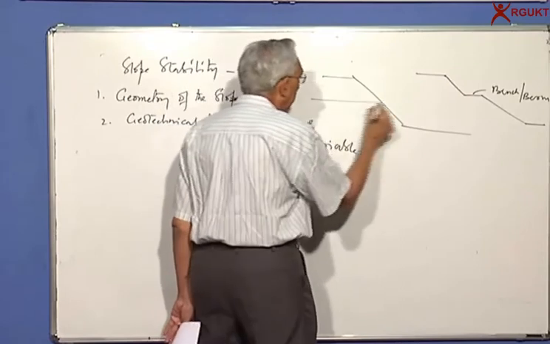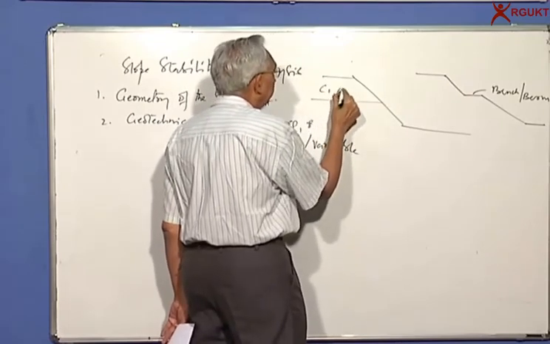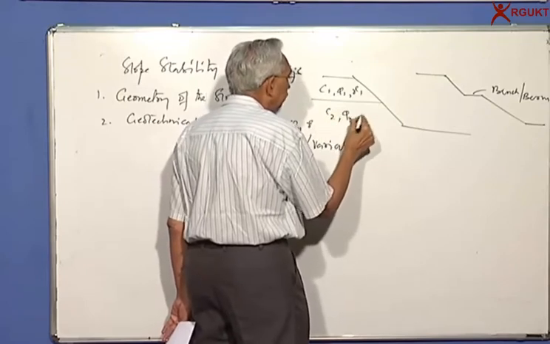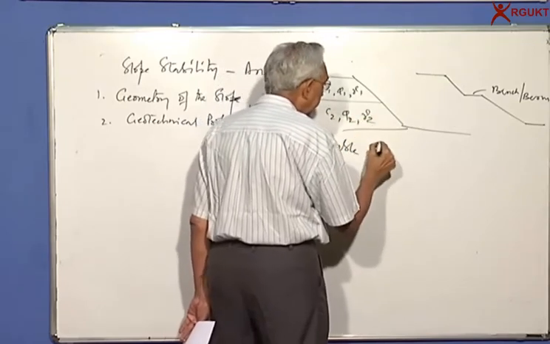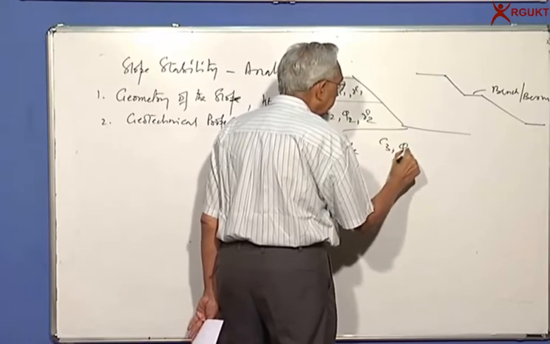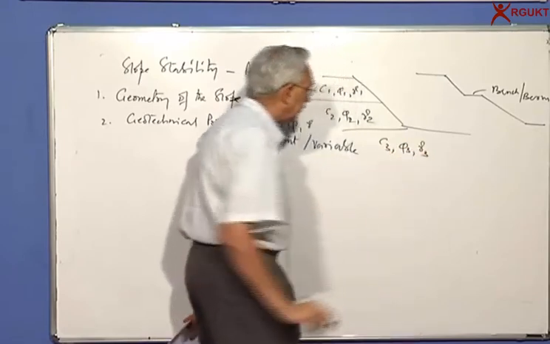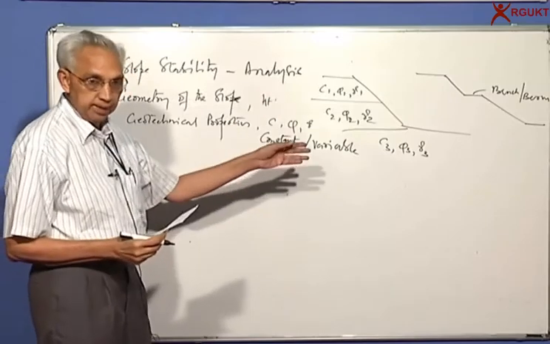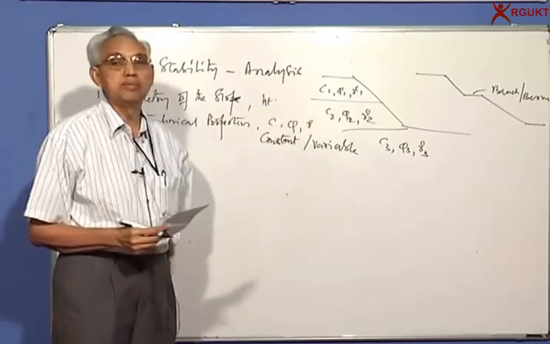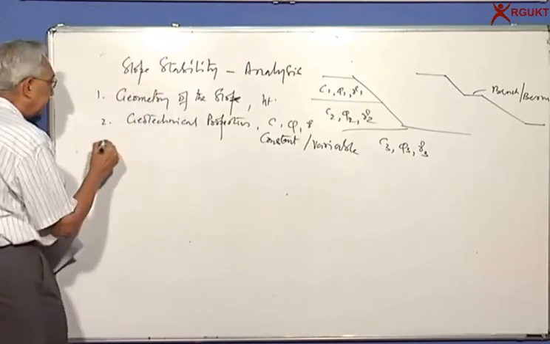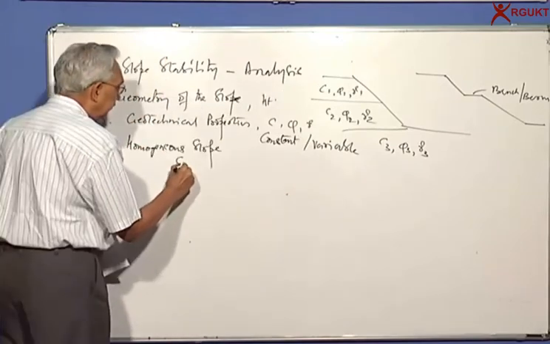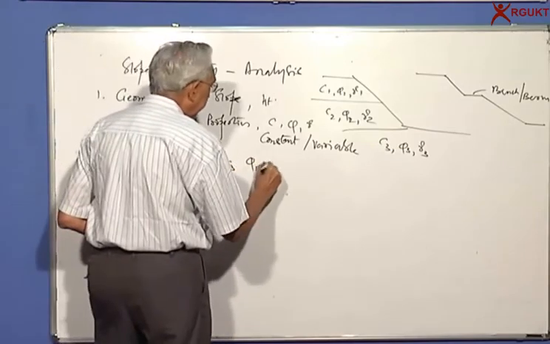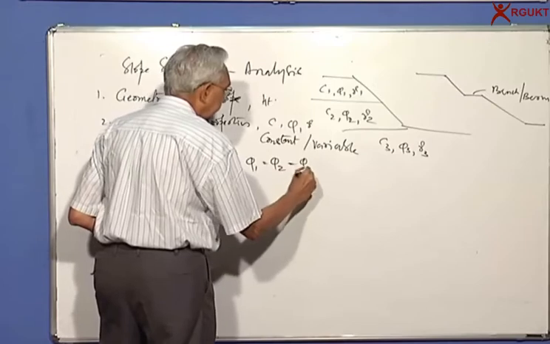Suppose I have a slope, I may have C1, phi1, gamma 1, C2, phi2, gamma 2, and maybe below here I can have C3, phi3, gamma 3. So you need to find out how the soil properties can vary. The simplest, of course, is when all of them are the same. Then we call it a homogeneous slope. C1 is equal to C2 is equal to C3. Phi1 is equal to phi2 is equal to phi3.